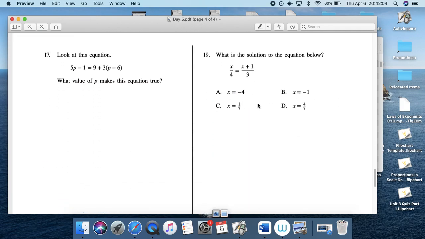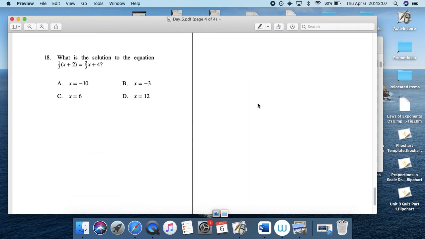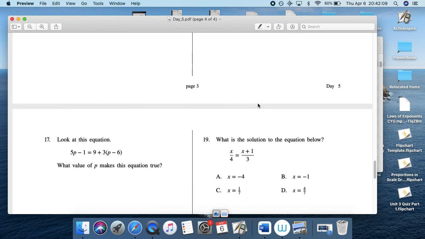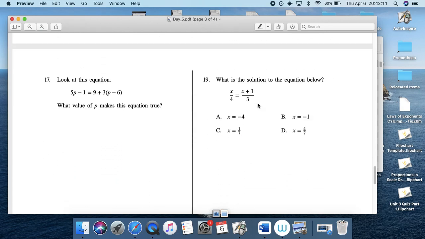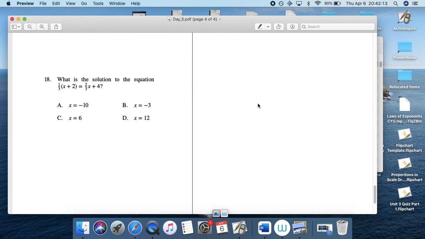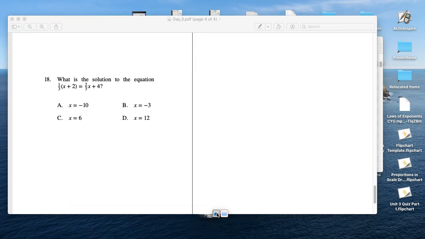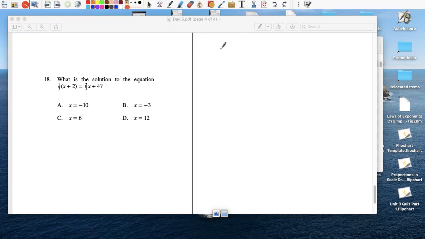17. Oh, here we go. 18. Hang on a second. Yeah, 17, 18. What is the solution to the equation? Okay, more equations. Hopefully you guys may remember how to do these.